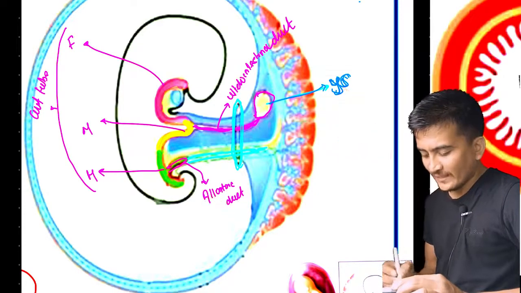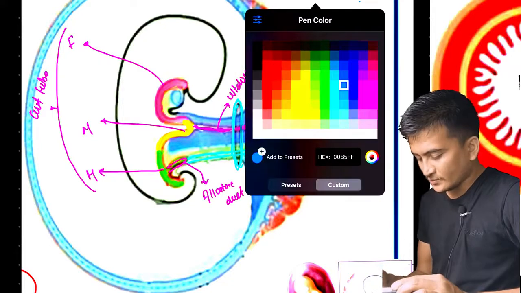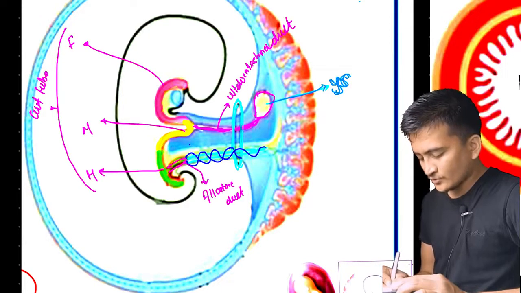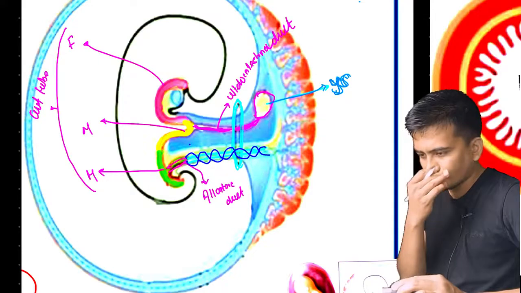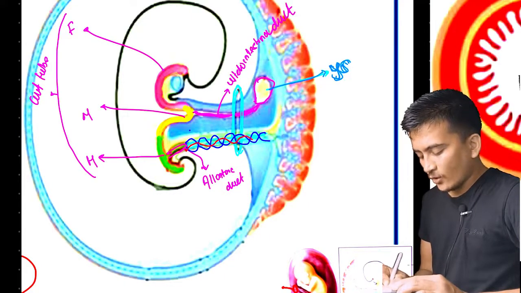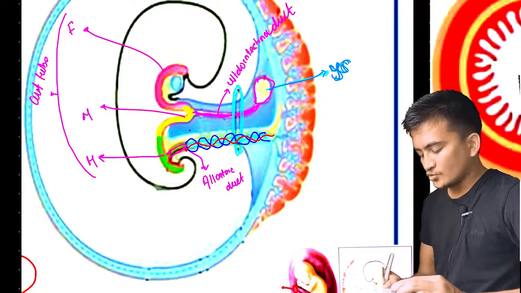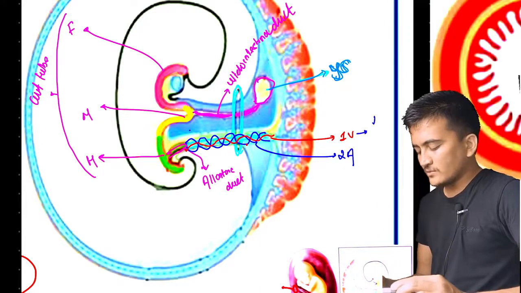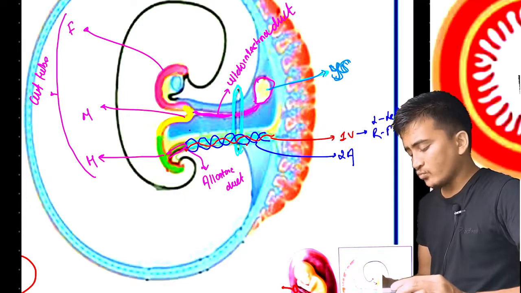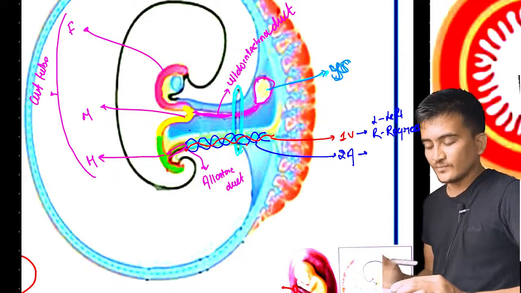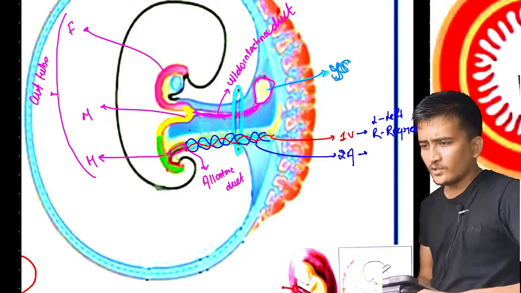The allantoic duct is surrounded by two umbilical arteries. As you can see right here, I'm drawing two umbilical arteries and one vein. What is the one vein? The left umbilical vein. Why one vein? Because the left one remains but the right one regresses. And both umbilical arteries remain.